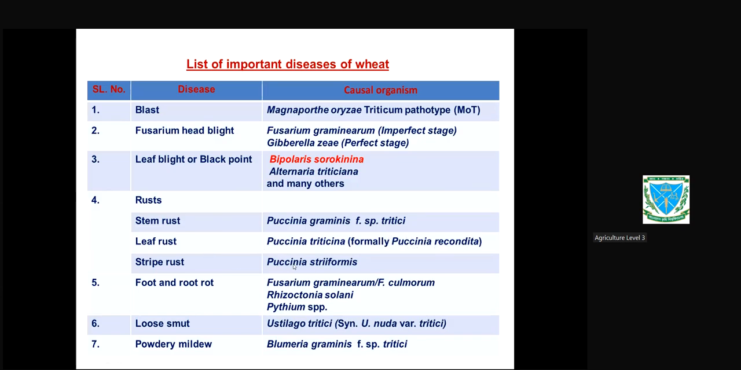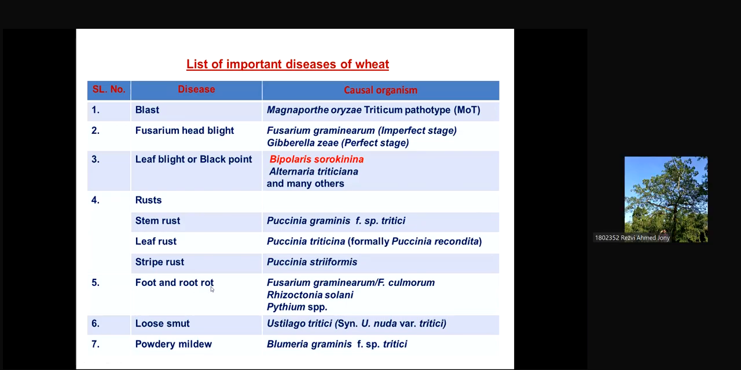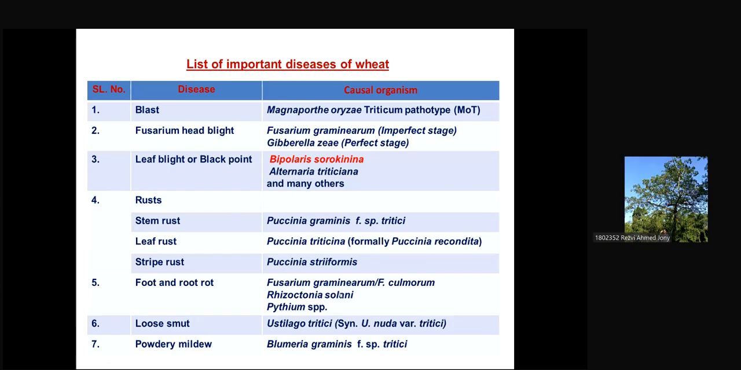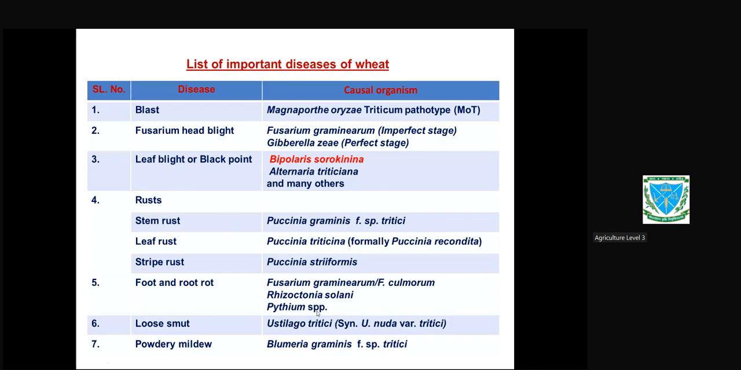And then stripe rust, Puccinia striiformis. Foot and root rot is another disease noticed in the seedling stage, caused by soil-borne pathogens: Fusarium graminearum or Fusarium culmorum, Rhizoctonia solani, Pythium species. These are the soil-borne pathogens that may be involved.